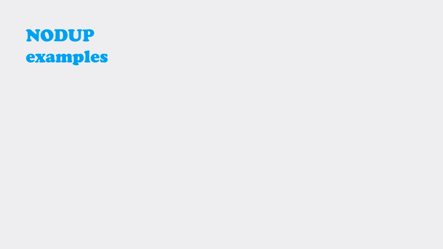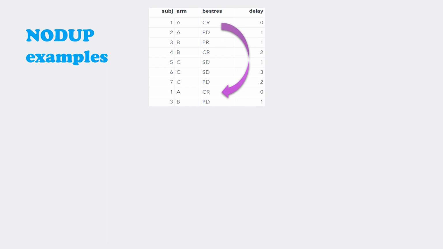Let's understand this with the help of some examples. First, nodup examples. Let's consider a dataset called best for this. This dataset is similar to one used for a clinical study and contains subject numbers, the study arm they are assigned to, their best response during the study, and the number of days their medication was delayed. Notice that subject 1 has 2 observations that are exactly the same, and subject 3 has 2 observations with only the variable best res being different.